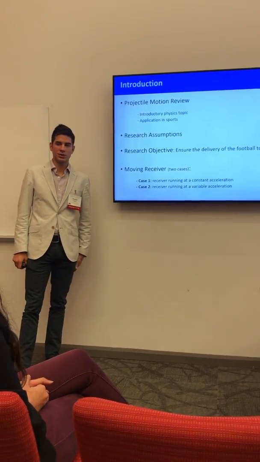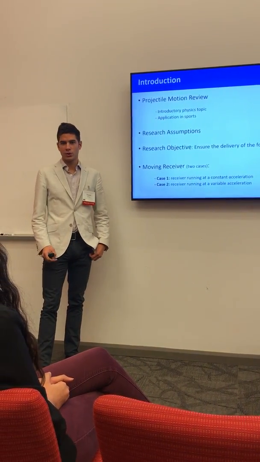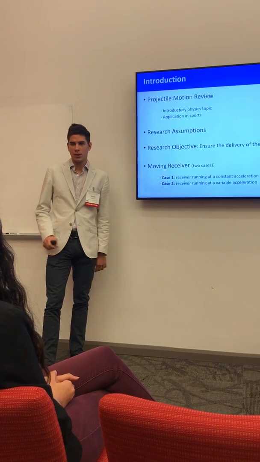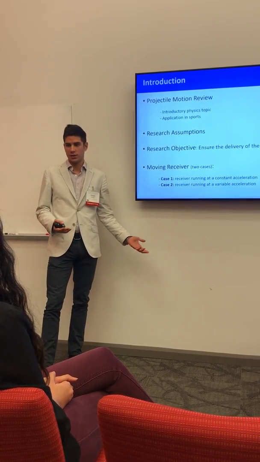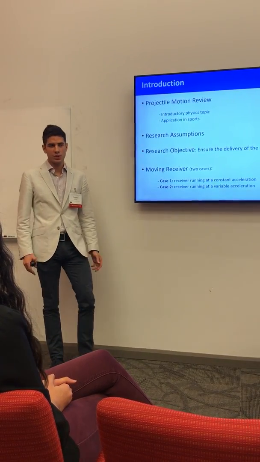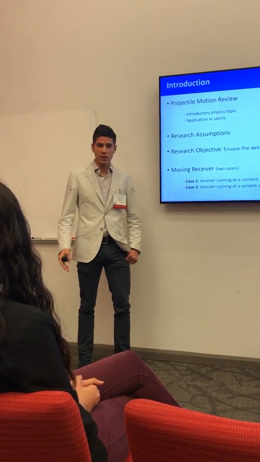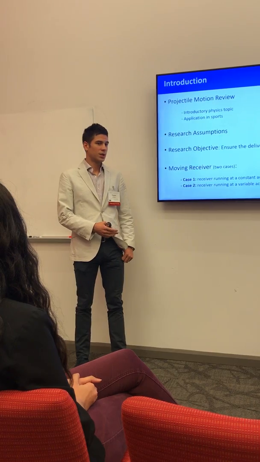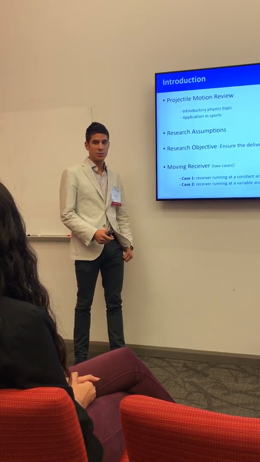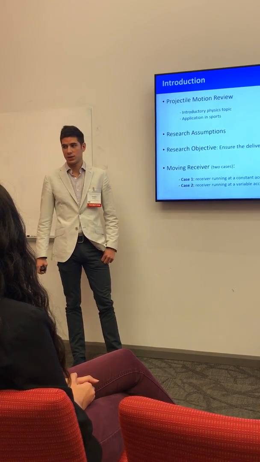Projectile motion is an introductory physics topic that analyzes an object projected, or in this case thrown, at an angle, which then follows a parabolic path. The parabolic path of an object is due to a combination of its velocity components, vertical and horizontal.